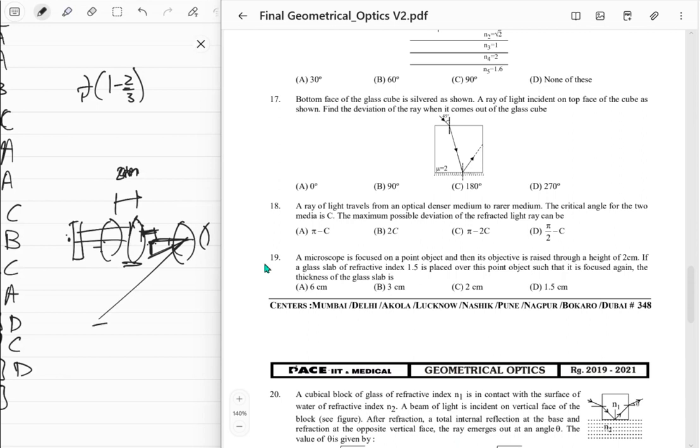Think about it. You've got this glass slab and you have these rays. They are going to converge because this is a denser medium, so they bend towards the normal, and then they diverge back again. So it did shift towards the right. Okay, so it's basically trying to decrease this thing.